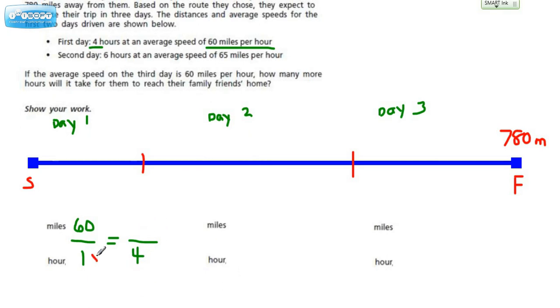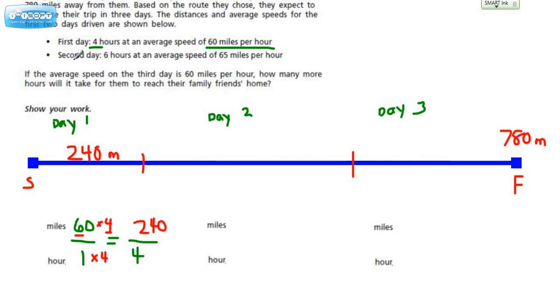Now, because this is compatible, let's take advantage of that. If we do 1 times 4, that's going to give us 4. So that means we just need to do 60 times 4 to get this number. 6 times 4 is 24. Just throw the 0 on, and we get 240. All right, so day 1, they went 240 miles.